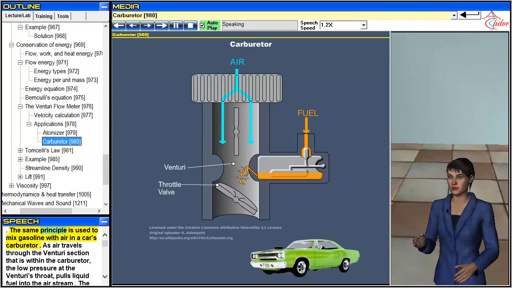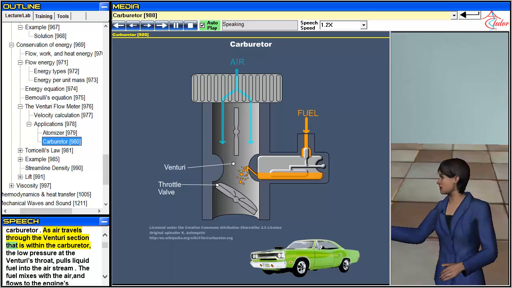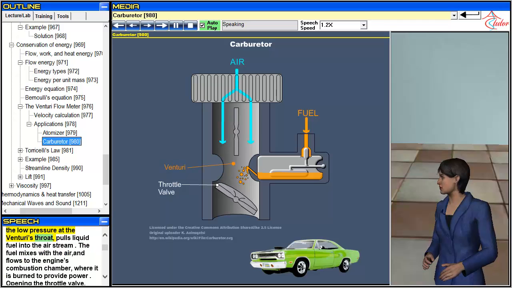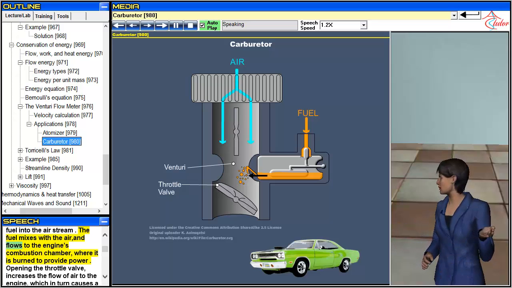The same principle is used to mix gasoline with air in a car's carburetor. As air travels through the Venturi section that is within the carburetor, the low pressure at the Venturi's throat pulls liquid fuel into the air stream. The fuel mixes with the air, and flows to the engine's combustion chamber, where it is burned to provide power.